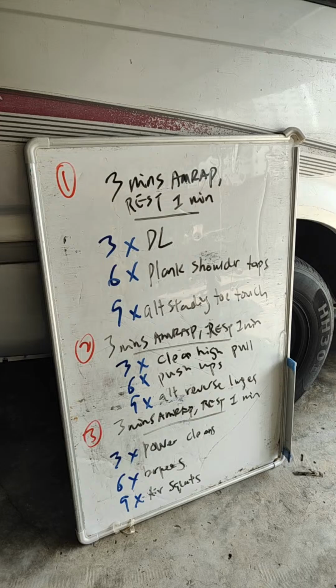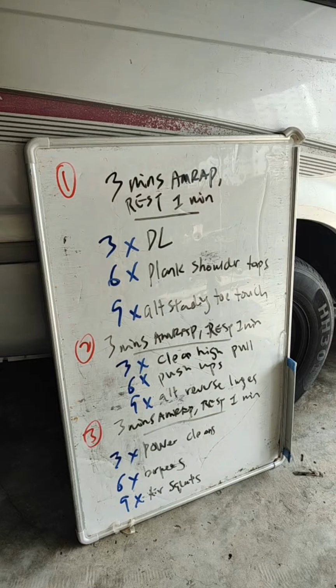Okay, once more. Part number 1, 3 minutes, as many rounds as possible of 3 deadlifts, 6 plank shoulder taps, and 9 alternating standing toe touches. Once 3 minutes is up, you have 1 minute to rest before we continue to the next part. Part number 2, same time domain, 3 minutes, as many rounds as possible with same rep schemes but just slightly different movements.